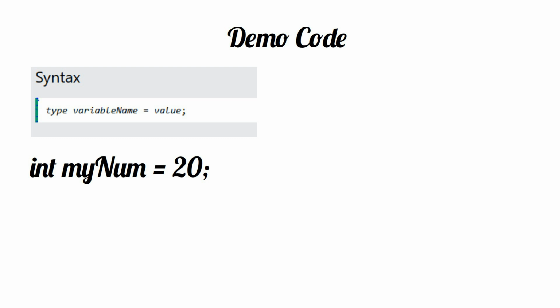Now, what does this mean? This means that my num is a variable or a container of type integer and 20 is the value stored in my num. Now, I have created a variable of type integer and the name of the variable is my num.